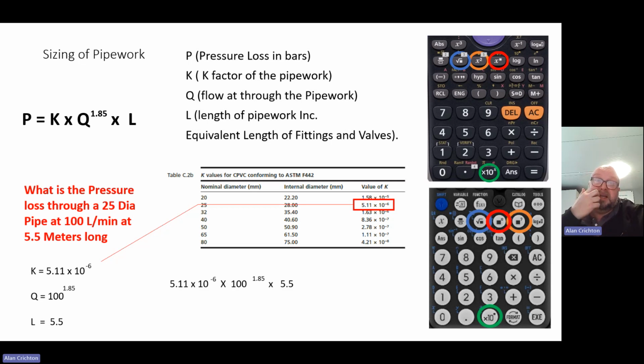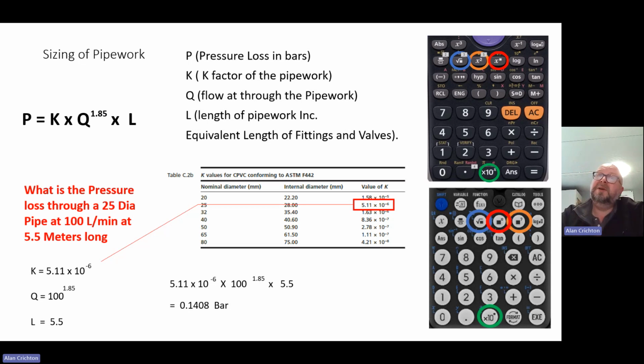So we then put that together in line, like we would do for the Hazen-Williams formula. We've got the K factor here, times the flow to the power 1.85, times the length. Now remember, it'll be 5.11, and then you press the green button here, times 10, and then type into your calculator minus 6. You then hit the times button, type in 100, and press either the x squared button or the square button, depending on the calculator you have. That takes your cursor up into the power range. You type in 1.85 and then hit equals. Once you hit equals, you'll get a number of 0.02, etc. You then times that by the length of 5.5, and that gives you 0.1408 bar.